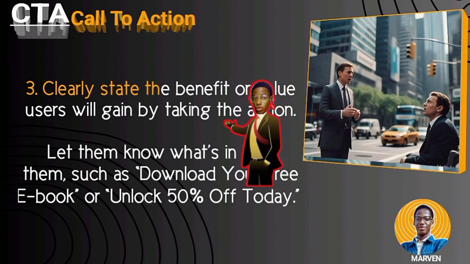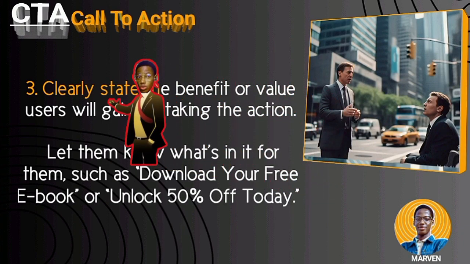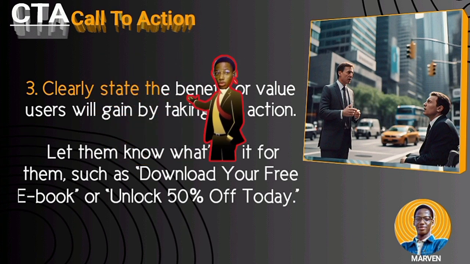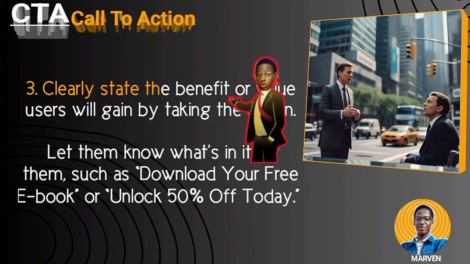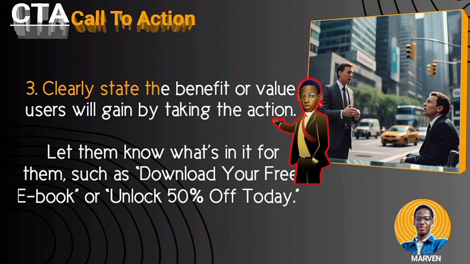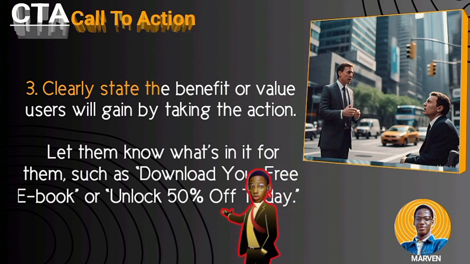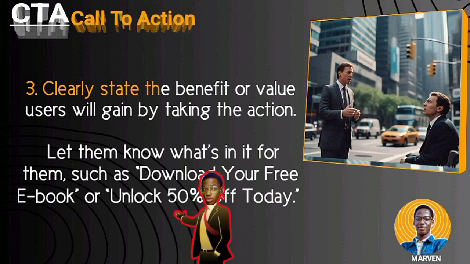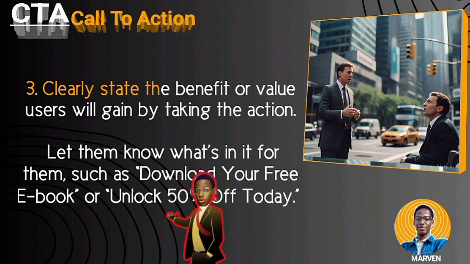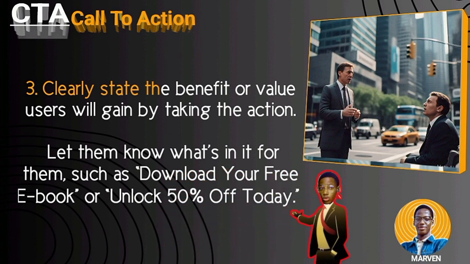The third effective strategy for a good CTA is to clearly state the benefit or the value the user will be getting by taking the action, right? For example, look at the example I give over there. Download your free ebook. We know the benefit here basically has been stated: your free ebook. Unlock 50% off today. The benefit has been stated. So whenever you want to write your CTA, always ensure that you put the benefit there.